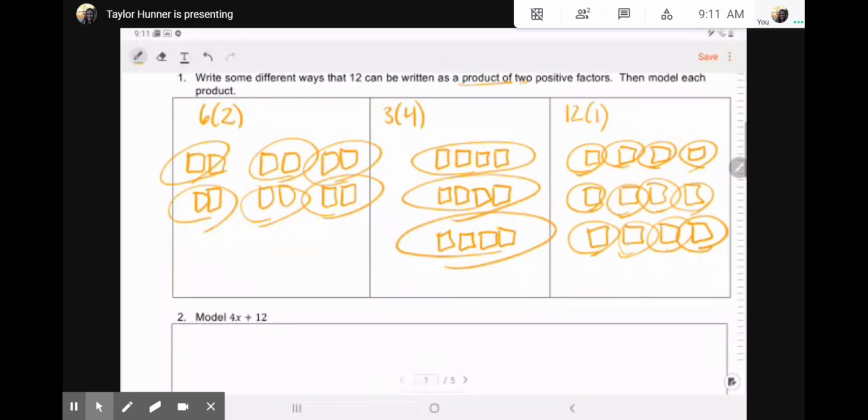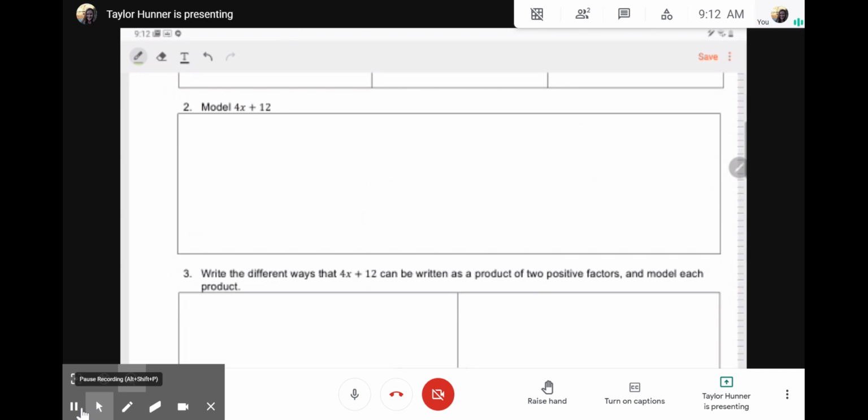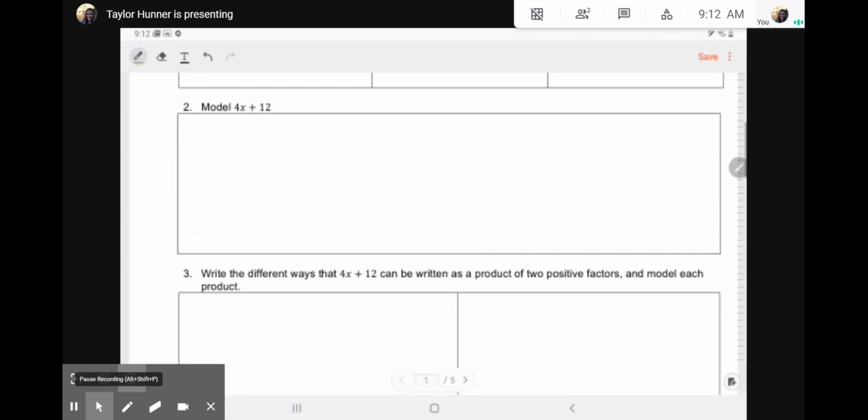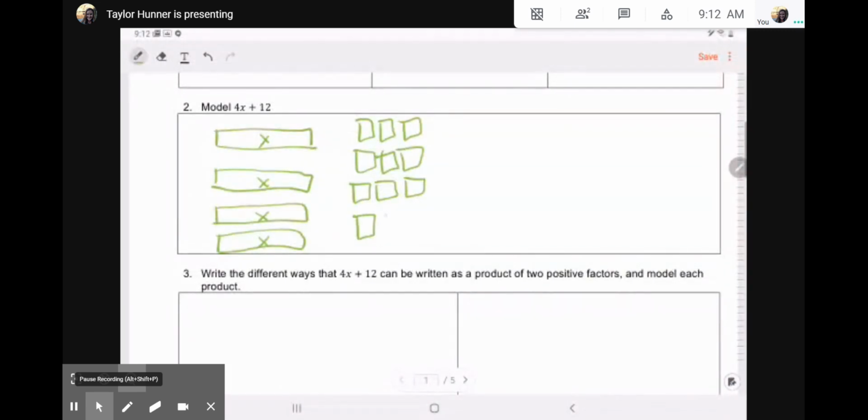So this next one says model 4x plus 12. When we model 4x, we actually have to draw out each individual x. We can't just draw out a rectangle and write 4x. We need to draw out 4 actual rectangles. And then for the 12 positives, I'm just going to draw 12 positive boxes. Write the different ways that 4x plus 12 can be written as a product of two positive factors and model each. So this is similar to the other one.